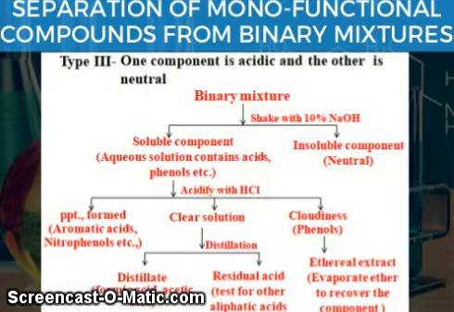Now if one component is acidic and the other is neutral, shake with 10% sodium hydroxide. The insoluble component is neutral. The soluble component, the aqueous solution, contains acid, phenol, etc. Acidify with HCl: a precipitate forms for aromatic acid or nitrophenol; clear solutions or colorless, cloudless, then phenol. Ethereal extract: evaporate the ether to recover the components. On distillation, the distillate gives formic acid, acetic acid, and the residual acid is tested for other aliphatic acids.